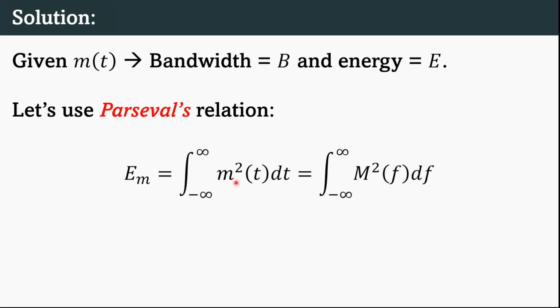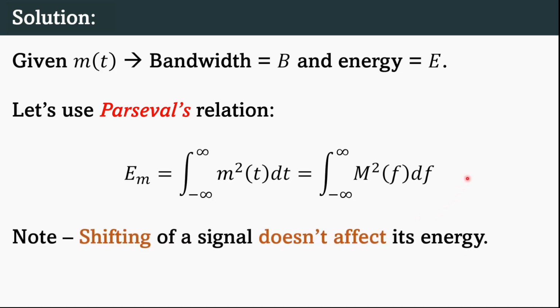So indirectly it means the energy is nothing but the area of the signal m square of t in the time domain, and that is equal to the area of the signal M square of f in the frequency domain. One important thing that you should note is that shifting a signal, either in the time domain or the frequency domain, doesn't affect its energy. For example, a signal m of t minus 2 or t plus 2 also will have the same energy Em. Same is the case in the frequency domain.